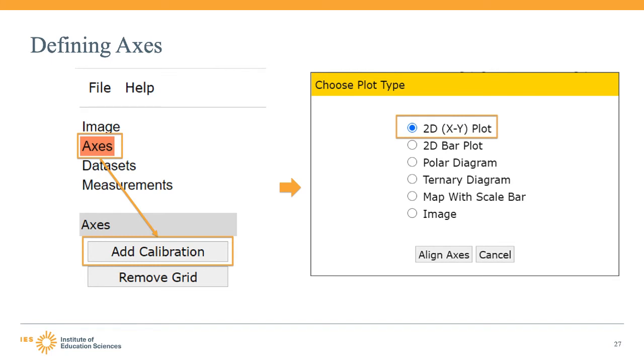In this example, using WebPlot Digitizer, you would select axes along the left side and then select the Add Calibration button. You will then choose the plot type. For most single-case design plots, the correct choice will be a two-dimensional X and Y plot, which is the first option in the list. Select the Align Axis button to move to the next step.